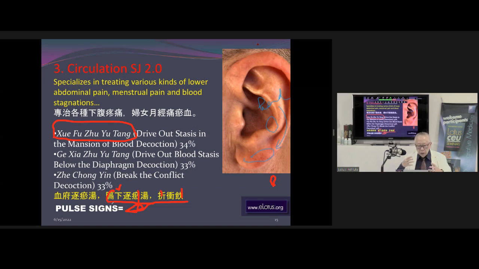But for digestion, of course, the middle stomach people, I feel like throwing up, I don't feel like eating, you can use ge xia zhuyu tang. When people say I'm so frustrated, my mind is not focusing, then you also can use ge xia zhuyu tang. So not only for pain, for stomach pains, definitely I will use it. And ge xia zhuyu tang is also good for back pain, if the back pain was caused by some kind of lump inside the stomach area. And zhe chong yin, like I mentioned, for all kinds of internal organ pain.